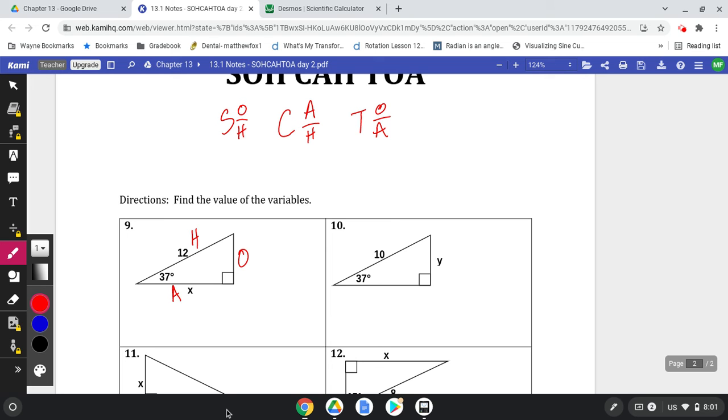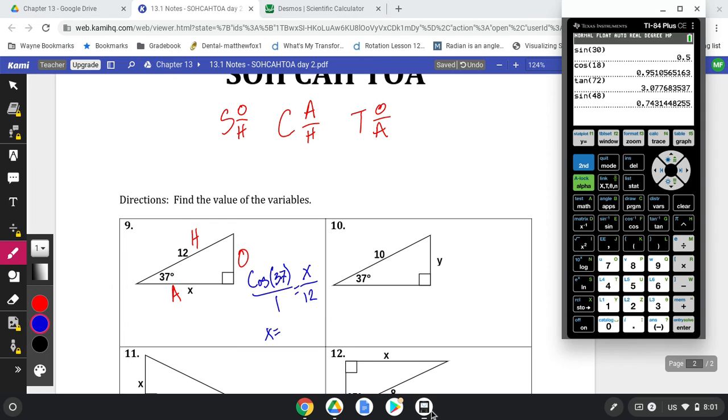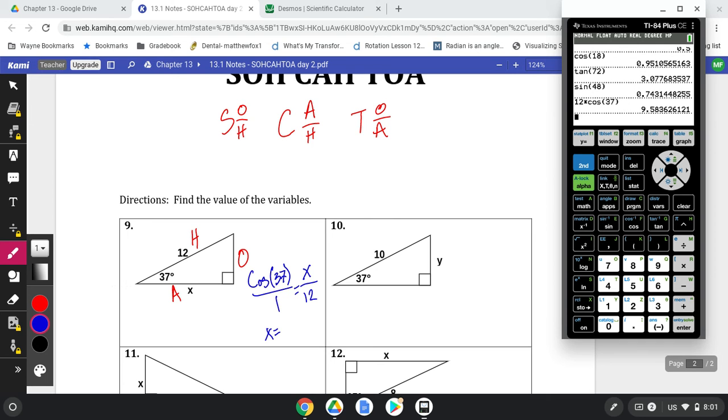So it is the, let me do this in blue, the cosine of 37, and I like to always put it over 1, equals A over H. So X over 12. Now we can cross multiply. If we cross multiply that, we'll get X equals, and it's going to be 12 times the cosine of 37. So we can go up here, 12 times the cosine of 37. And we hit enter, and I know we were going to 4 decimal places. We don't need to go that far. Let's just go to 2 here. So 9.58.